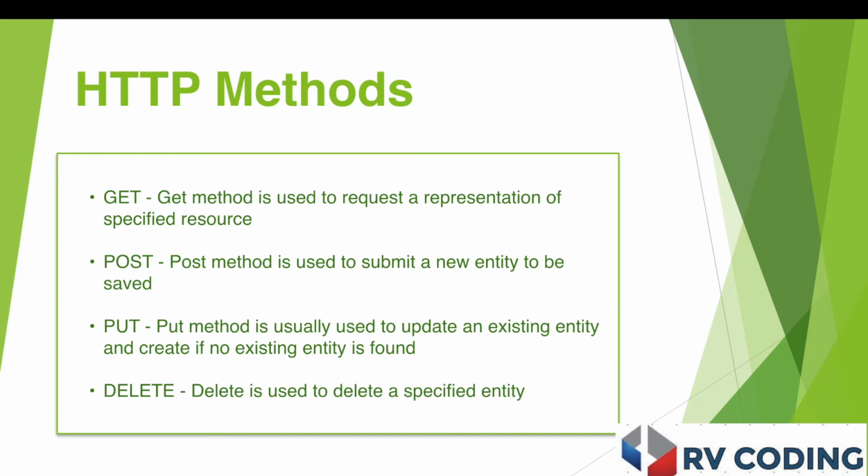There are basically 4 HTTP methods that a REST API usually works with. Those are GET, POST, PUT, and DELETE. The GET HTTP method, we usually use this method when we want to request a specific resource from the endpoint.